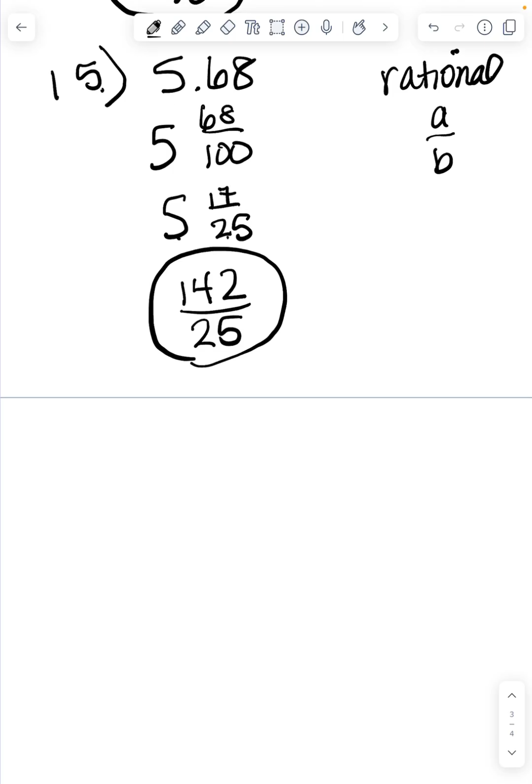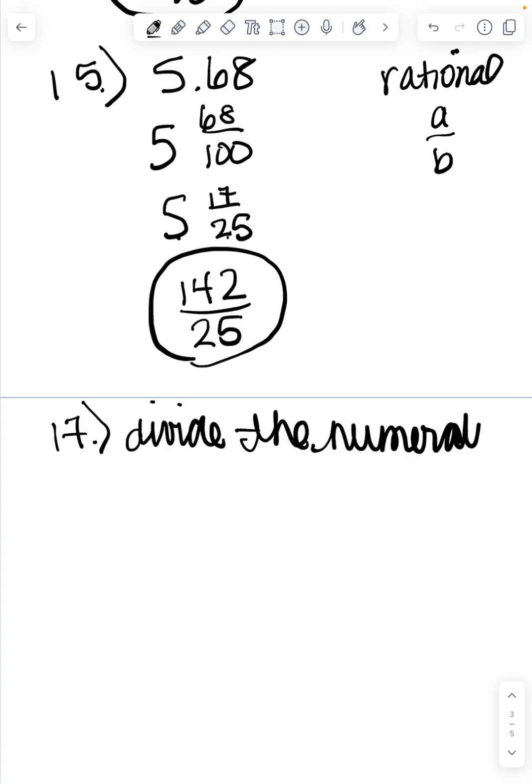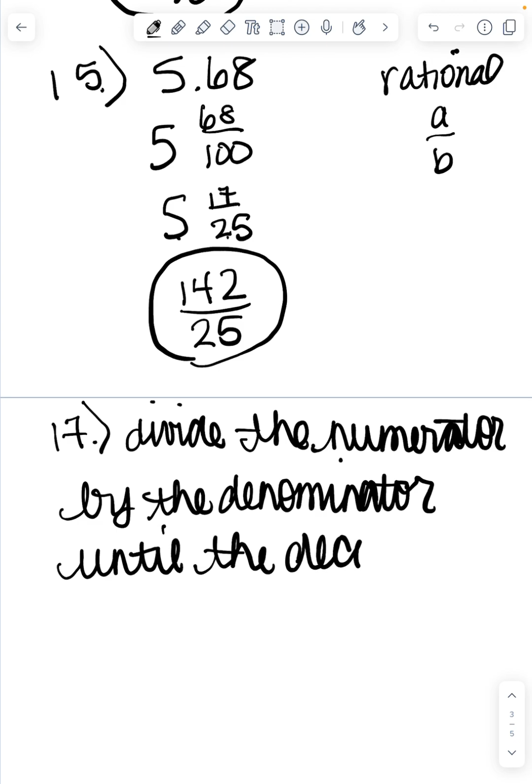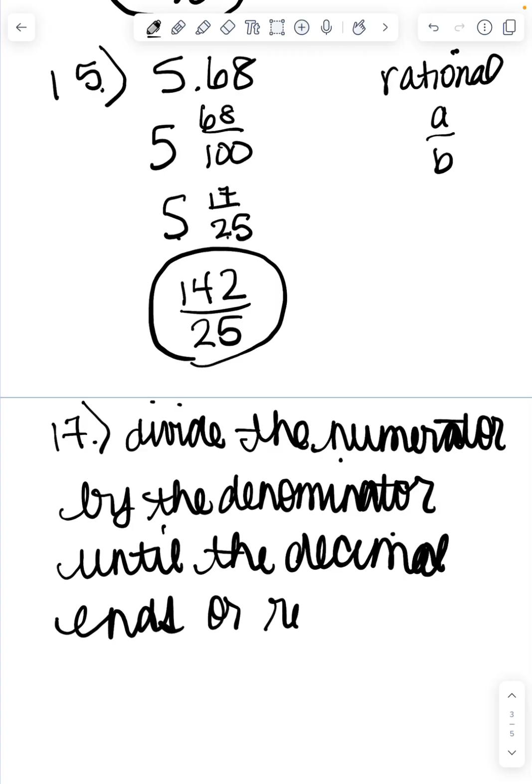Number 17, how do I convert a fraction to a decimal? You're going to divide the numerator by the denominator until the decimal ends or repeats. So just putting into words what we did, divide the numerator by the denominator until the decimal ends or repeats.